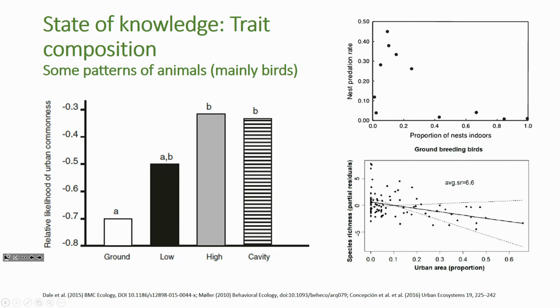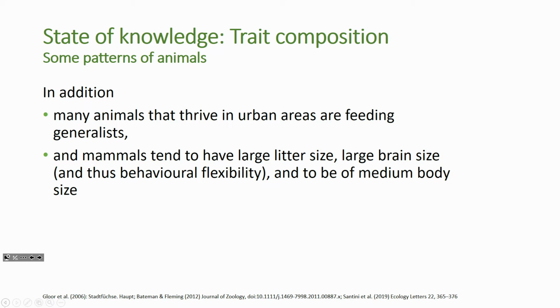And this nicely shows that birds that can make use of our own structures, let's say our caves that we build as our houses, can become especially successful in cities, and that this even translates into a better reproductive success of certain bird species in urban areas. In addition, as said, it's just a short summary of our knowledge. In addition, what do we know about trait patterns of other animals in urban areas?